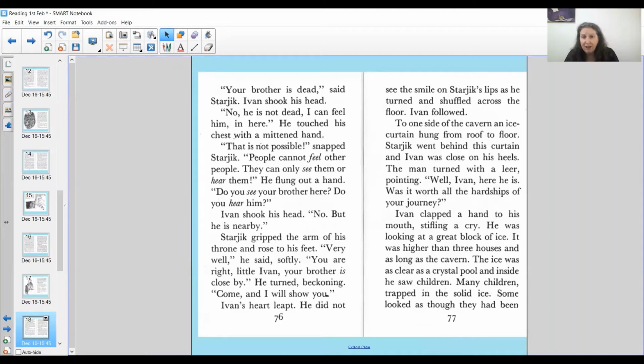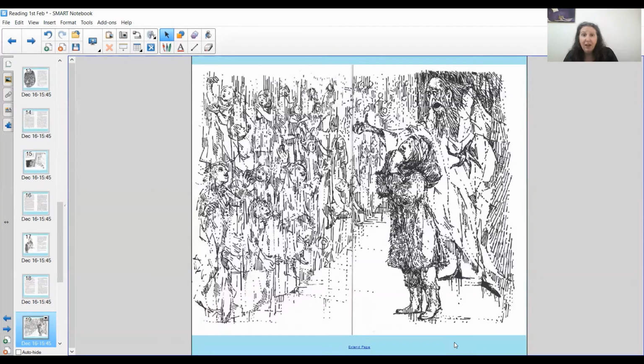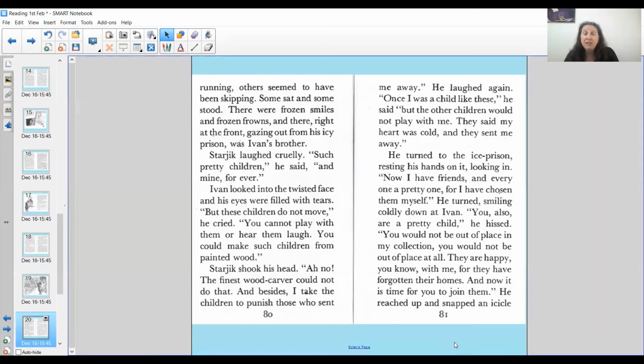It was higher than three houses and as long as a cavern. The ice was as clear as a crystal pool, and inside he saw children, many children, trapped in the solid ice. Some looked as though they were running. Others seemed to have been skipping. Some sat and some stood. There were frozen smiles and frozen frowns. And there, right at the front, gazing out from his icy prison, was Ivan's brother.